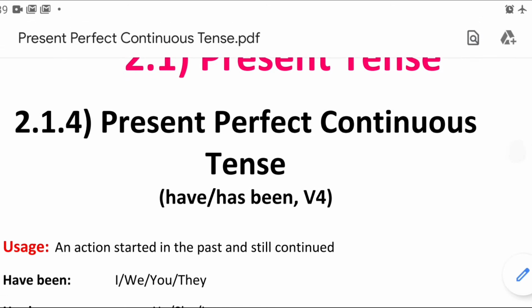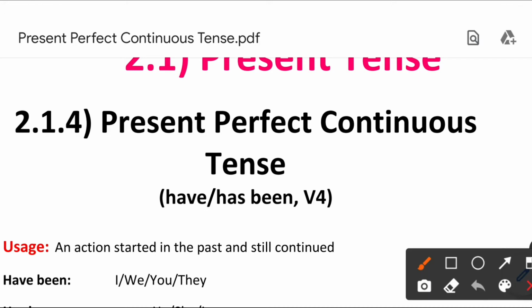Now, as I always say, we have to remember two things in every tense or while making every sentence. Those are helping verb and main verb form. Okay, helping verb is have or has been, and verb form is fourth form. Okay, we have to use.